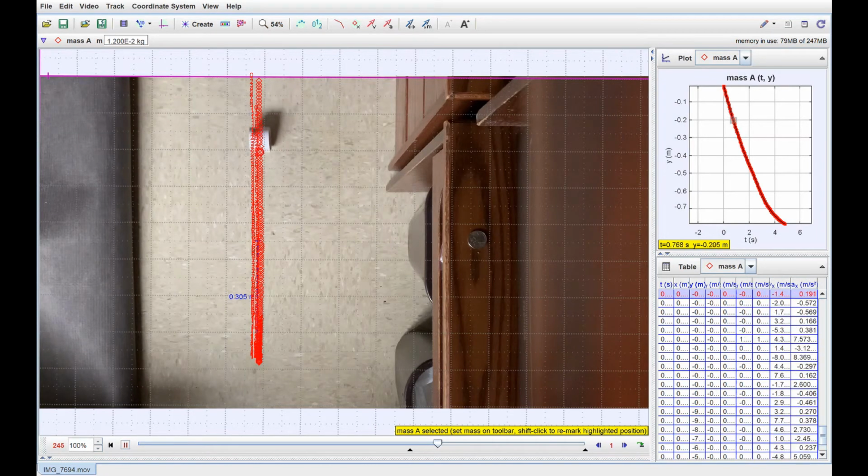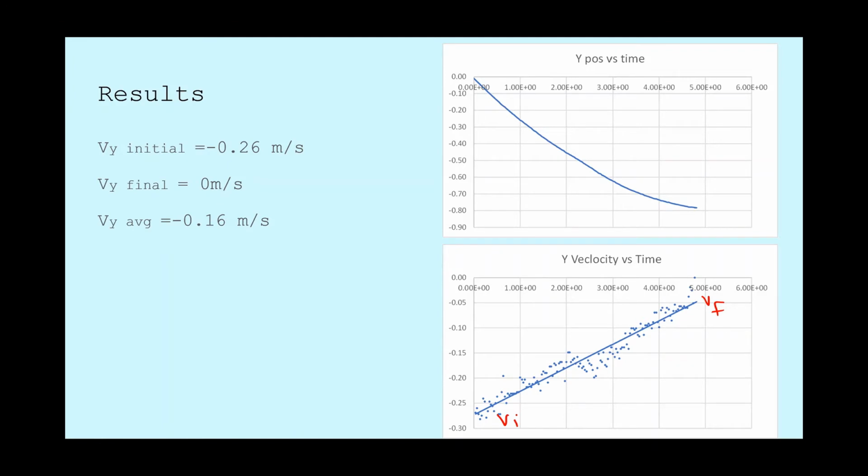Here you can see the rolling object in tracker, where I marked its position in the y direction every 1/3 of a second to obtain its final and average velocities. By analyzing the cylinder's motion and graphing its y position and velocity over 4.7 seconds, you can see that the magnitude of the displacement begins with almost a constant slope, but levels off at the bottom. This is more apparent in the velocity graph, where the speed of the object is constantly decreasing.